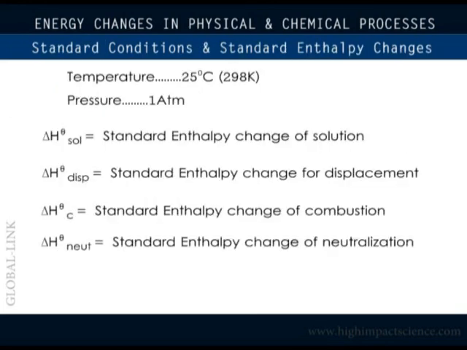When experiments are carried out at a temperature of 25 degrees Celsius or 298 Kelvin and a pressure of 1 atmosphere, the values of enthalpy changes that are measured are called standard enthalpy changes. They are given the symbol delta H with a superscript theta. A subscript is also added to the symbol to indicate the type of enthalpy change involved.